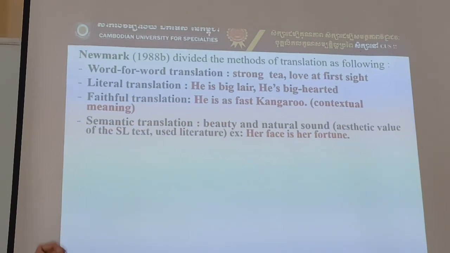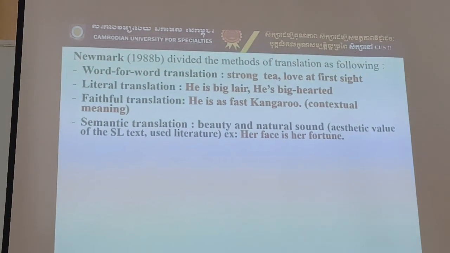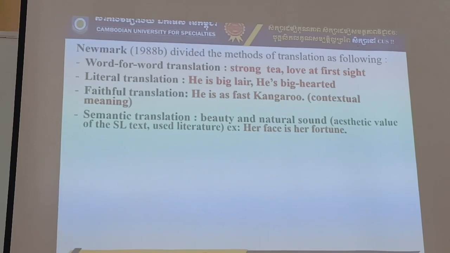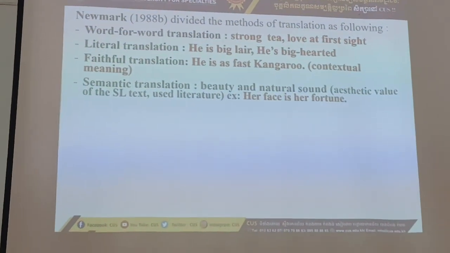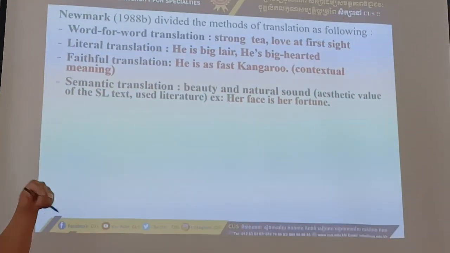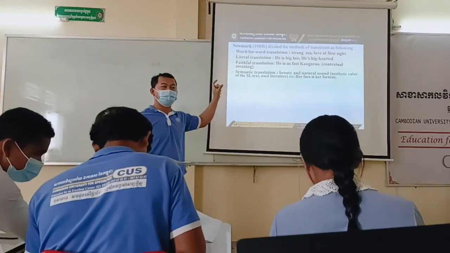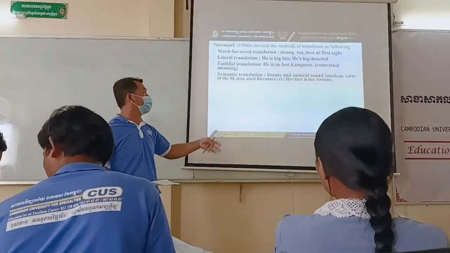Yeah, he's a big liar. You know the word liar? A lie is when you tell something that's not true. So he's a big liar means he has a big lie, so the thing that he lied about is very serious. So you see that it follows the context, that means it follows the situation.